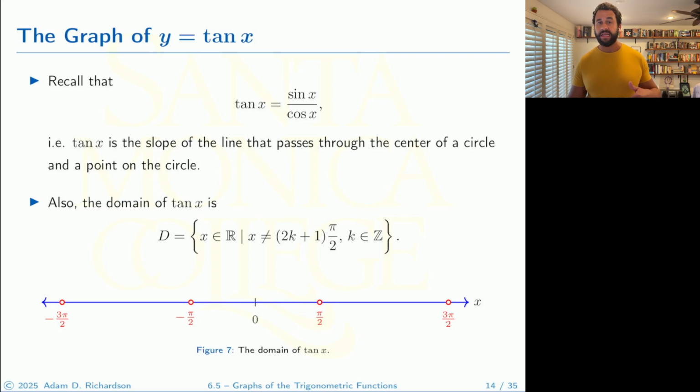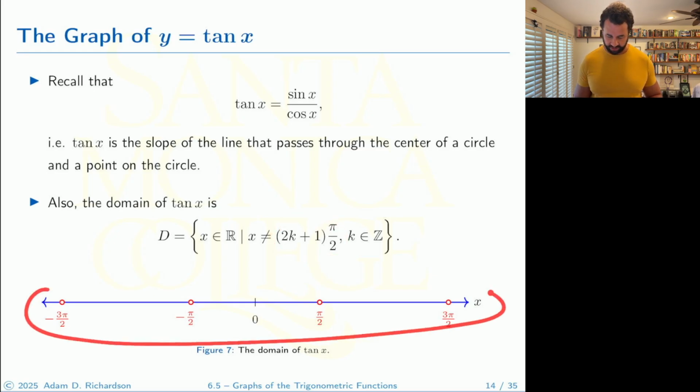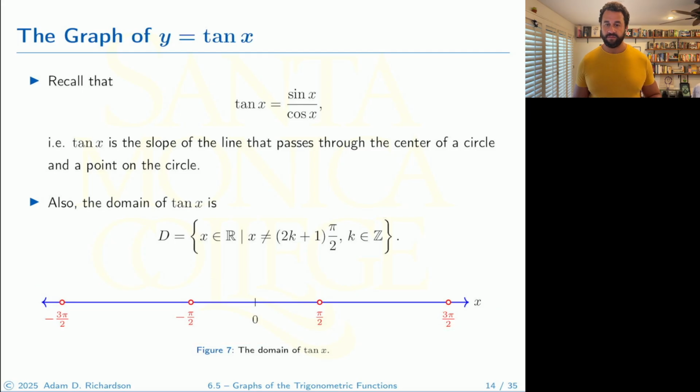Now, remember, the domain of tangent is a little bit different. The domain for sine and cosine was just all real numbers, right? But the issue here is the domain with tangent is not all real numbers because we can't have cosine being equal to 0. So the domain of tangent actually excludes all the odd multiples of pi over 2. This is a picture of the domain of the tangent function, right? So 1 pi over 2, 3 pi over 2, 5 pi over 2, negative 1 pi over 2, negative 3 pi over 2, and so on.